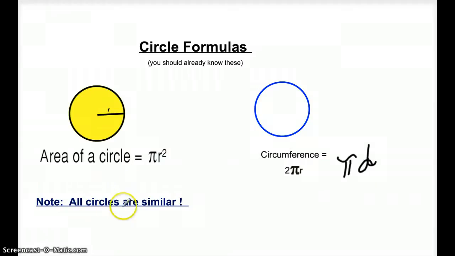Please note that all circles are similar. We know that they're similar because all radii in a circle are congruent, you can establish constant ratios between any two circles.